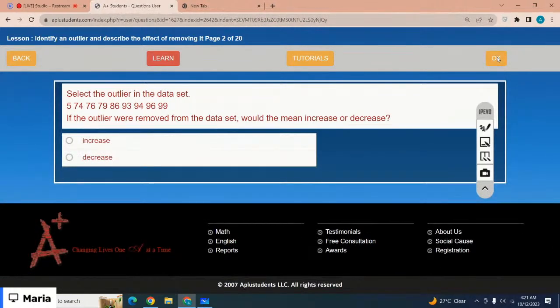Okay, select the outlier in the given data. If the outlier were removed from the data set, would the mean increase or decrease? So which is the correct option? 5, 74, 76, 79, 86, 93, 94, 96, and 99. Sorry, which is the outlier?